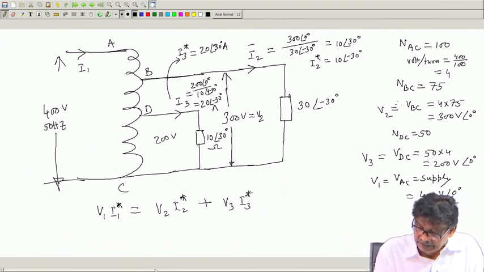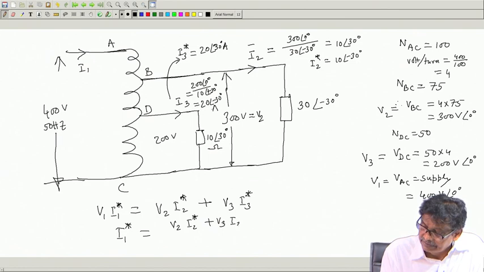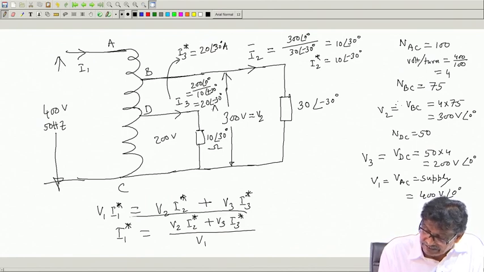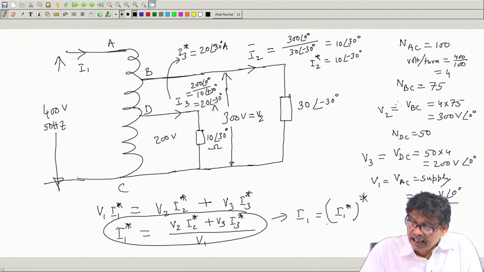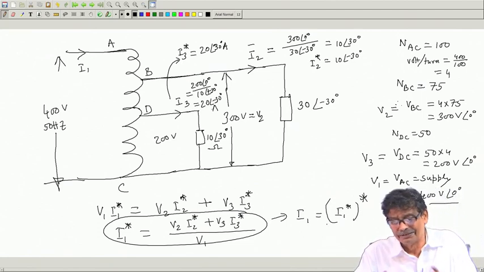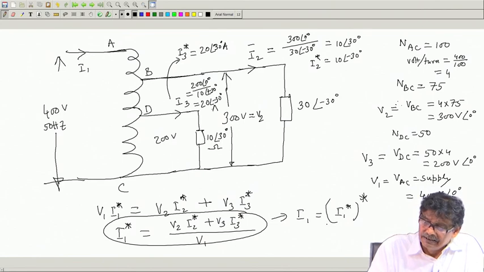Put it here, everything is known including V 1. Then you calculate I 1 star, which I am not going to calculate; put the values, all are phasors, plus V 3 I 3 star divided by V 1. Of course, after getting this, I 1 will be equal to I 1 star star, another complex conjugate. Do not forget to take this complex conjugate. Anyway, this is how, no matter how many tappings you have taken, what different kinds of load you have connected, very easily it can be done.